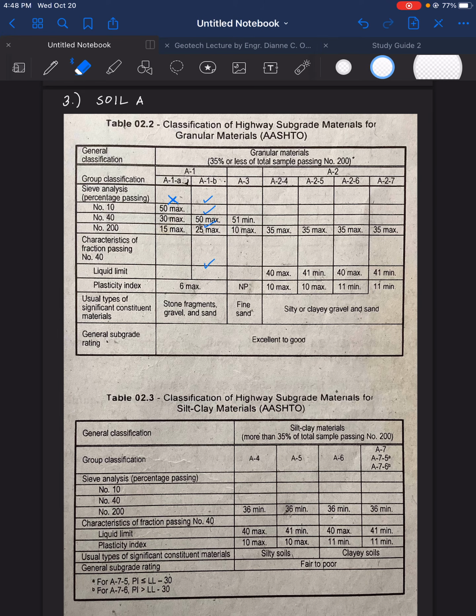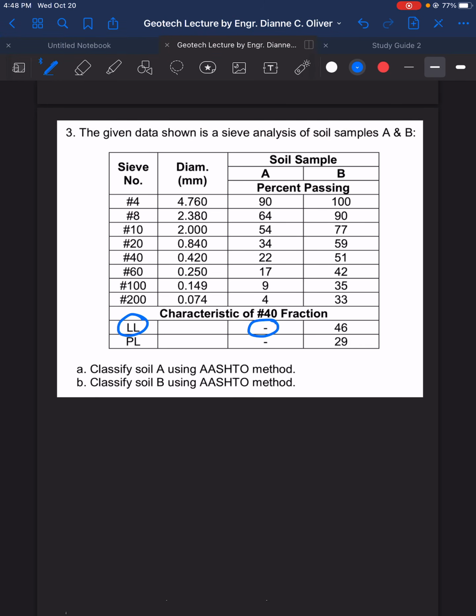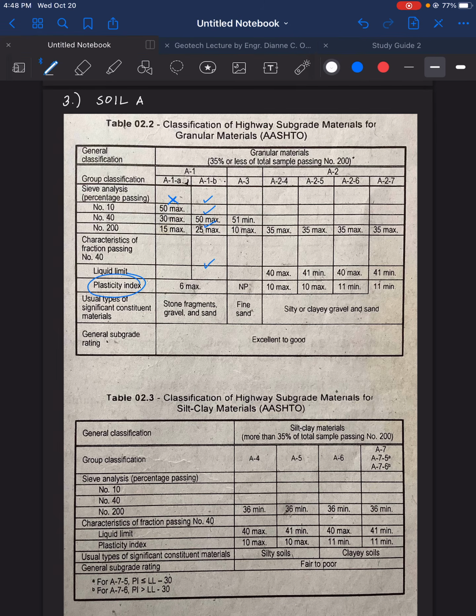Next, we have the plasticity index. Plasticity index, we have here the PL. We have PL here, but still 0. So, remember that plasticity index is equal to LL minus PL. 0 minus 0 is still 0. So, how is it here?